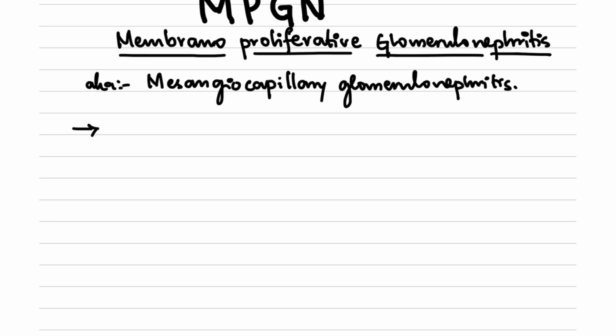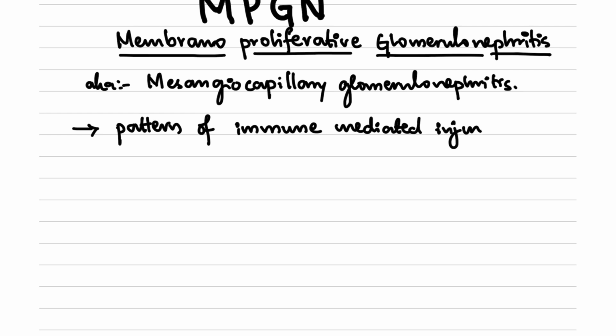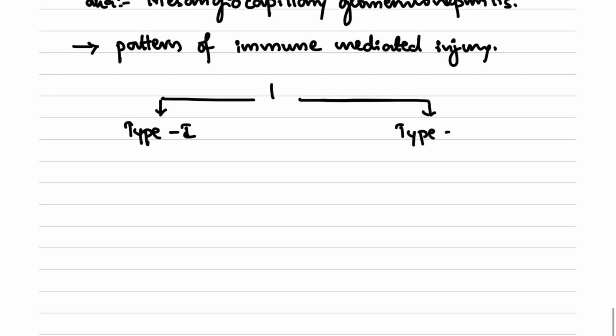MPGN is a pattern of immune mediated injury. There is nothing special about it. It's just an immune mediated injury. So we basically have two types. We can divide MPGN into type 1 and type 2. Type 2 is also called dense deposit disease.